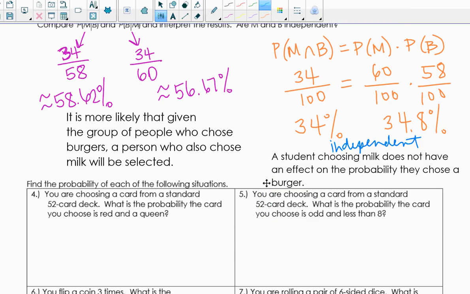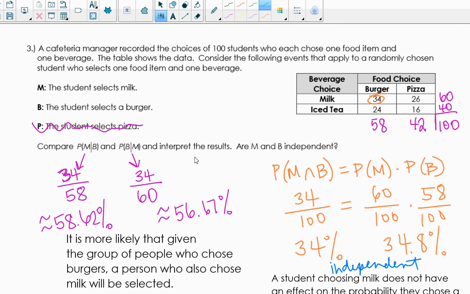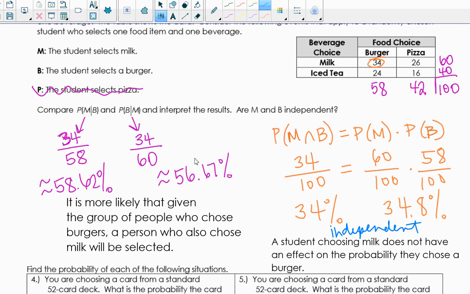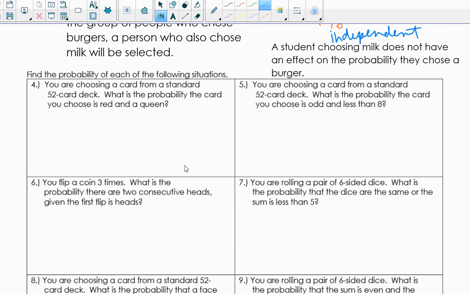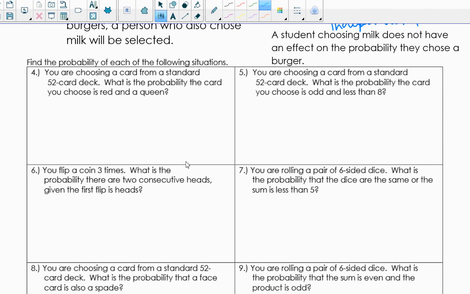All right. Okay, so hopefully at this point we've kind of beaten that enough and we understand it all. Let's run through a few simple probabilities here and make sure we're good to go on those. So you're choosing a card from a standard 52 card deck. What is the probability the card you choose is red and a queen? We want that to happen at the same time. There are 2 cards in the deck that are red queens out of the 52, so your probability is 1 out of 26.